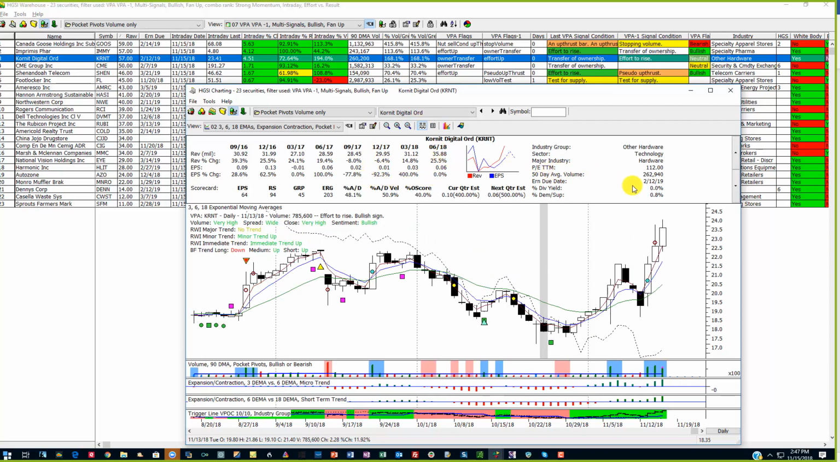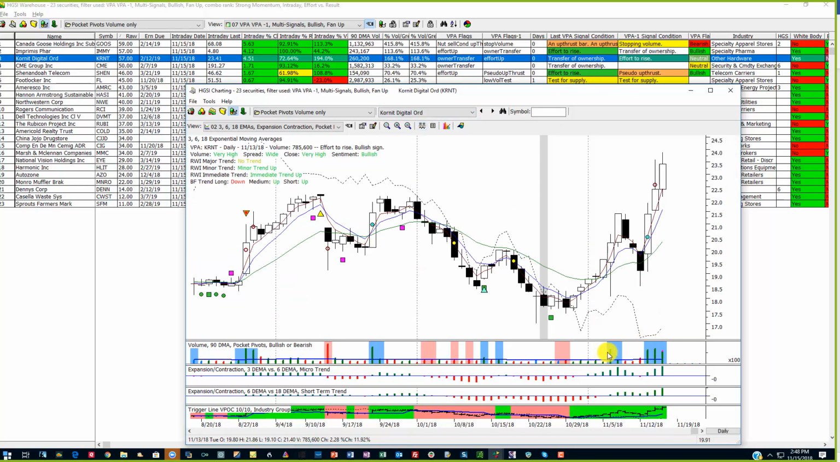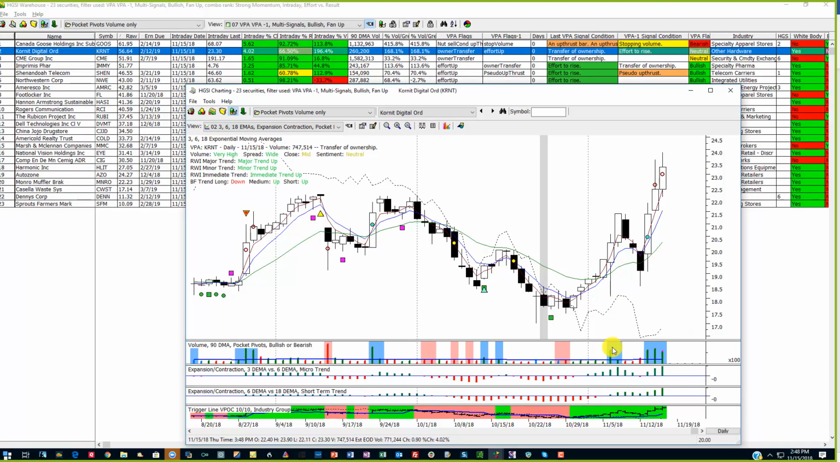Let's see. Yeah, the earnings are out. They're not in the database yet. Let's take another look at this stock. Now, what I want to point out here is if you screen for pocket pivots, you can do it just like I did. You're not getting any VPA signals in here, but you can certainly just screen for volume-only pocket pivots too and help you catch some of these stocks.